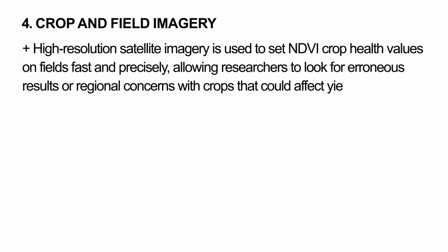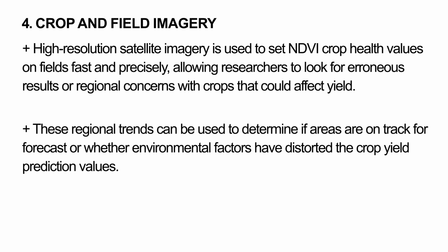Crop and field imagery. High-resolution satellite imagery is used to set NDVI crop health values on fields fast and precisely, allowing researchers to look for erroneous results or regional concerns with crops that could affect yield. These regional trends can be used to determine if areas are on track for forecast or whether environmental factors have distorted the crop yield prediction values.